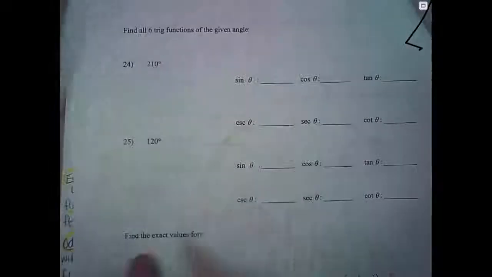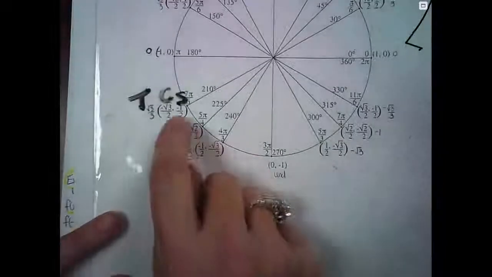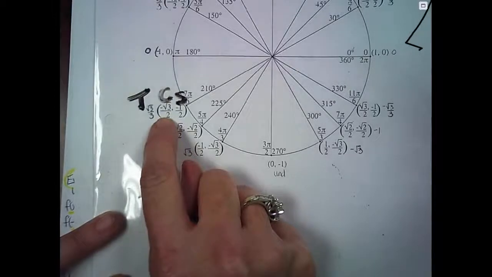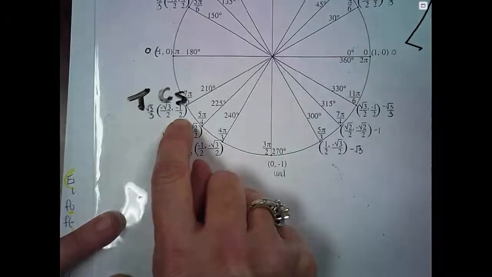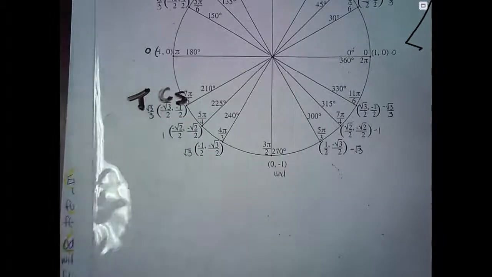So the first question asks for sine at 210. Remember, this is the x value, and this is the y value. So sine is the y value, so it's -1/2. That's what makes it so nice. You don't need to write triangle or anything. You already found them. So sine is -1/2.